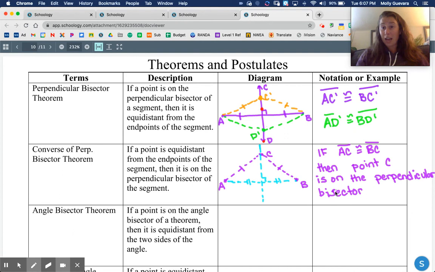So point C has to be on the perpendicular bisector. So it's literally just going the other way. It's just, again, saying, hey, if I have a perpendicular bisector, any point on that is going to be equidistant to the two endpoints.